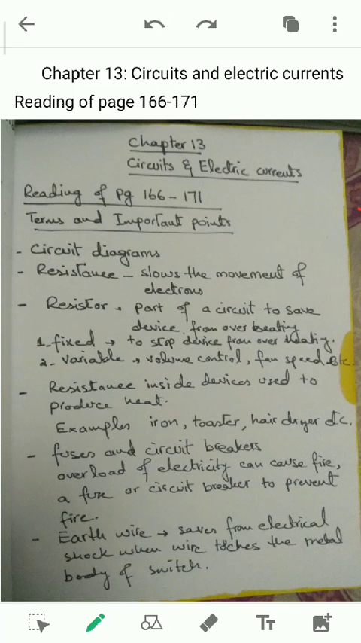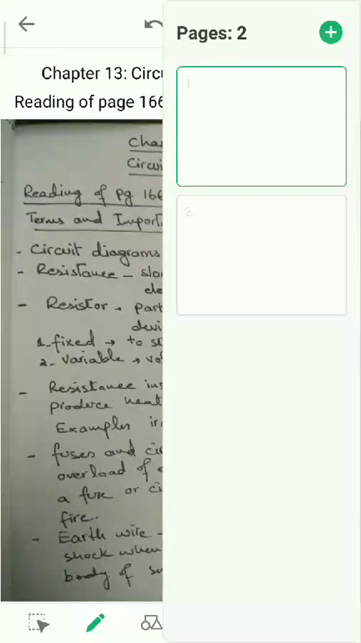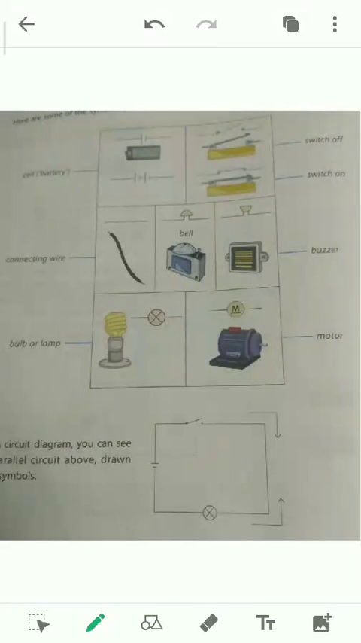So what is basically a circuit diagram? You already know about a circuit, that it contains a cell, wires and an electrical appliance. If you want to draw a diagram of a circuit in an easy way, you have to draw a circuit diagram. Now to draw that, I have included a picture here.